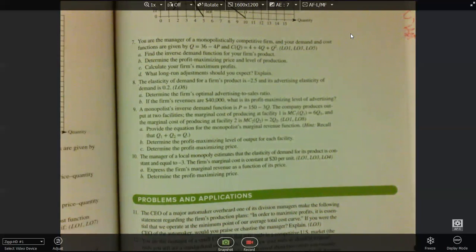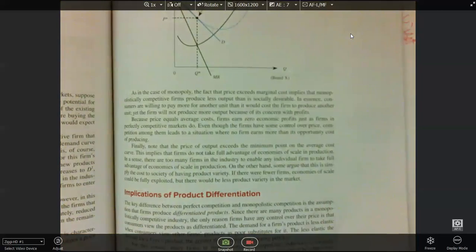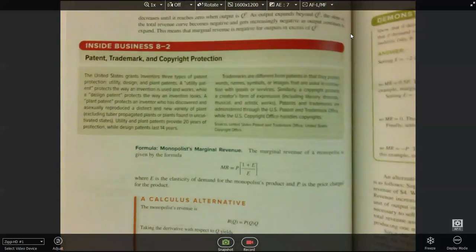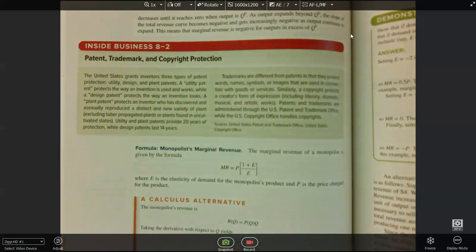We really just have to use one of our kind of hacks. Given the price and given the elasticity, the marginal revenue for a monopoly obeys a certain kind of rule, right? So we're going to go back in our text to where this rule is. Here we go. It's on page 246. The monopolist's marginal revenue is given by the formula: the price times 1 plus the elasticity, divided by the elasticity.